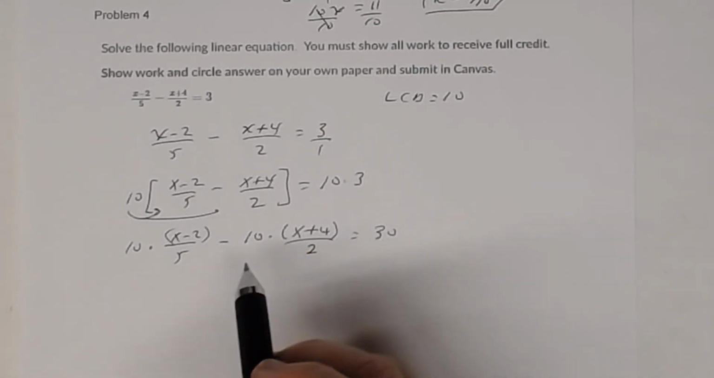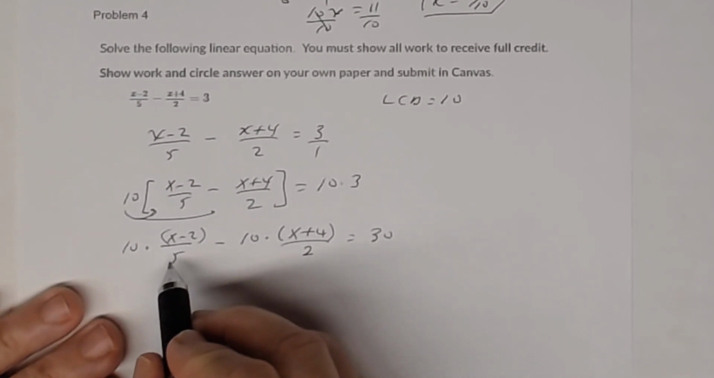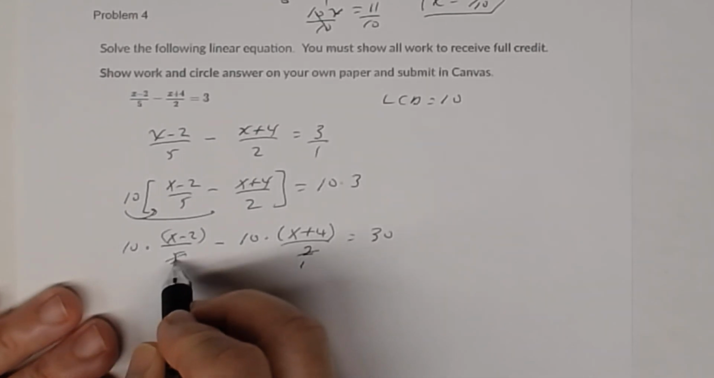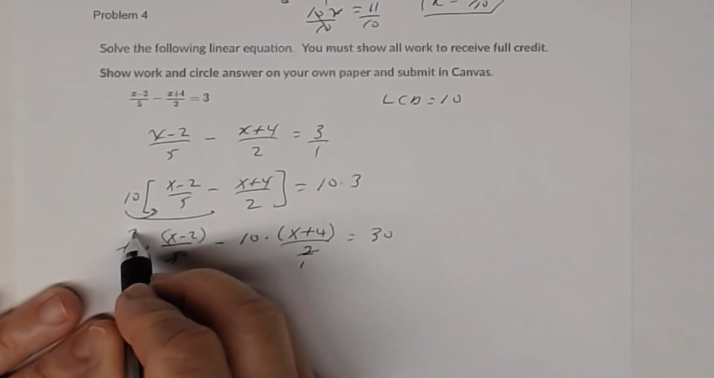Now, remember at this point, this is where when you reduce, those factors here need to be 1s. 5 into 5 is 1, 5 into 10 is 2.